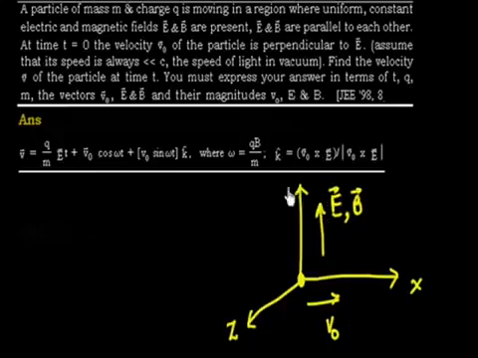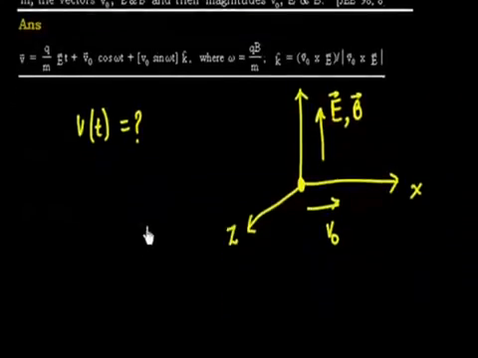Now we have to assume that v is much less than c, so that we are not entering the space of relativity. Find the velocity v of particle in time t. So what we have to find is the velocity of particle as a function of time. So that after any time t, what is the velocity? This we want to find out. And now we have to express the answer in terms of velocity vector v naught, E and B. So let us try this one, how we will proceed.